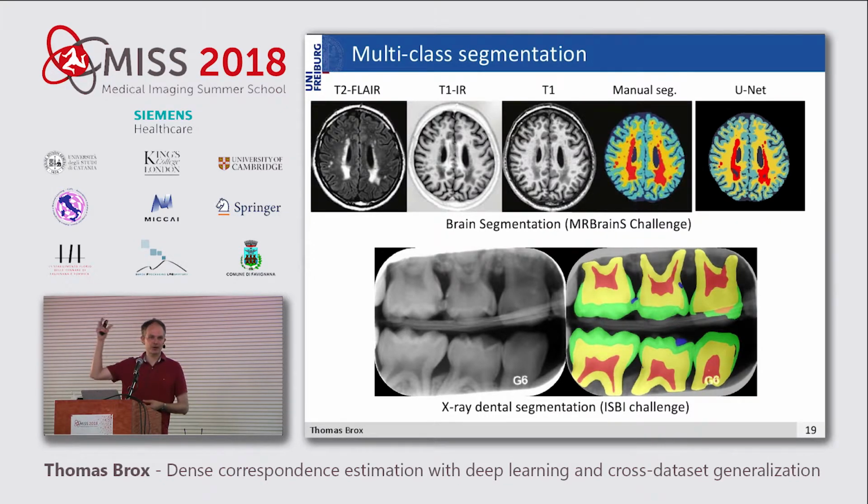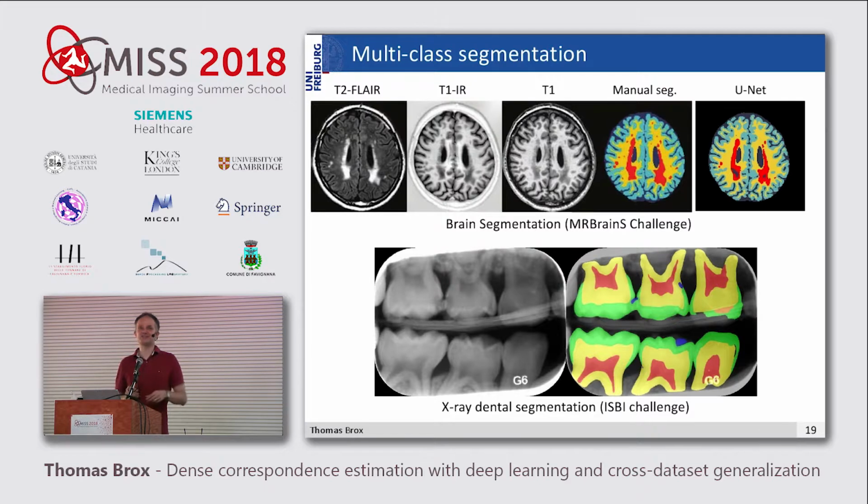It's just a matter of what you put at the output, whether you have just two class labels at the output or multiple class labels per pixel. Then you can also use it for brain segmentation. These are data from the MR Brains challenge. Or you can use it for X-ray dental segmentation, although there it worked much better than all previous approaches, but it still doesn't work well. So I wouldn't trust this.